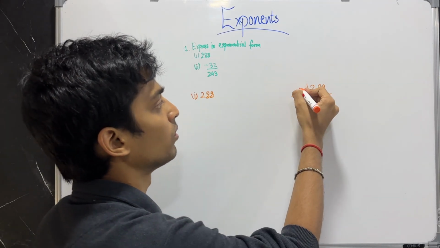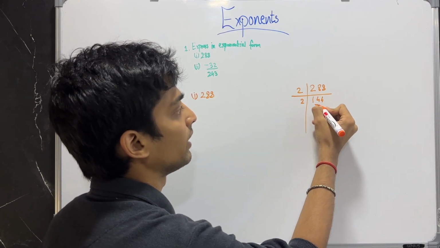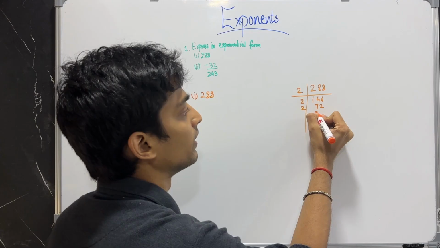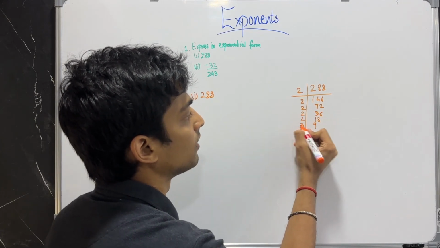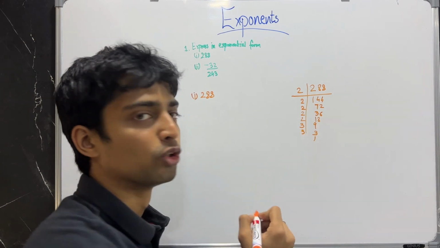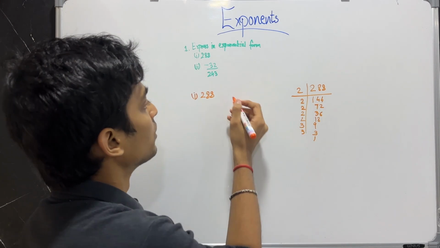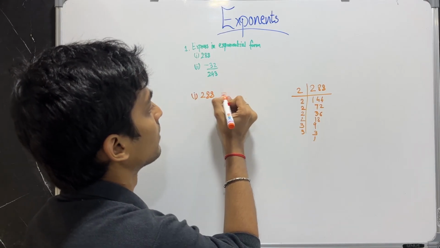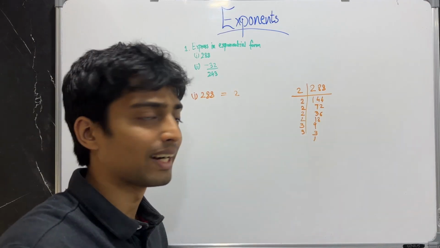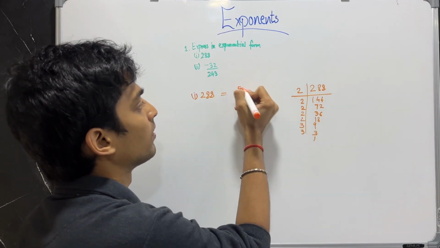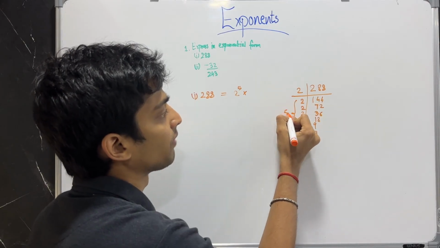We can first divide by 2. So we get 2 2's are 4, 144, 2 7's are 14, 2 2's are 4, 72, 2 36, 2 18, 2 9. 3 3's are 9, 3 1's are 3. So what do we get? We got 2, 1, 2, 3, 4, 5 times. And we got 3 2 times. So we can write this as 2 raised to 5 multiplied by 3 raised to 2. This is 2 times, this is 5 times.